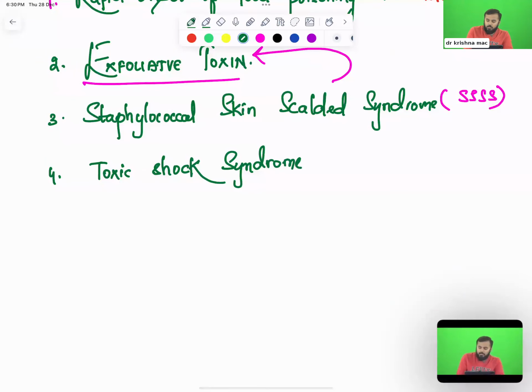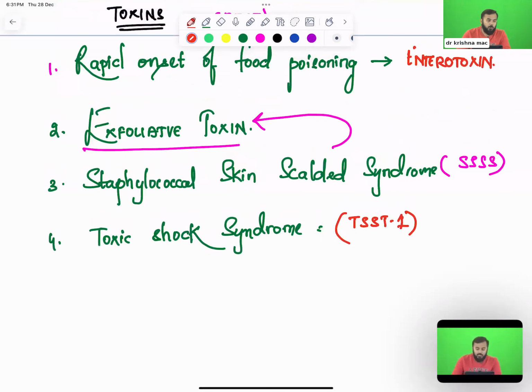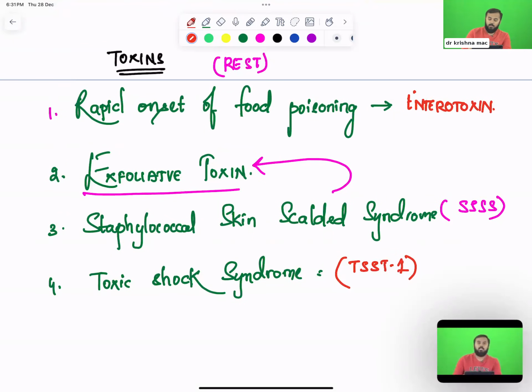ठीक है, टॉक्सिक शॉक सिंड्रोम में टॉक्सिन का नाम तो बताओ. What is the name of the toxin here? टॉक्सिक शॉक सिंड्रोम टॉक्सिन नंबर 1, TSST1, toxic shock syndrome toxin number 1. So these are the 4 important things that are released here. Out of this, यहाँ पे toxins कितने discuss किए हमने? One is called as your enterotoxin, one is called as your exfoliative toxin, one is called as your TSST1.